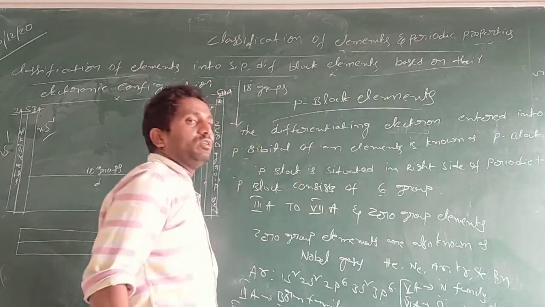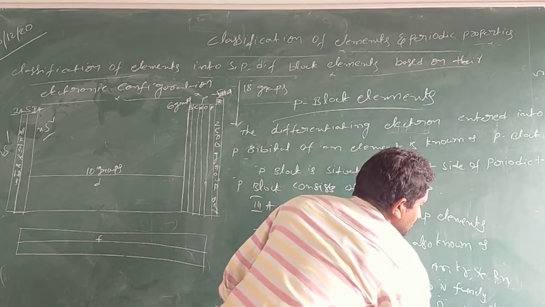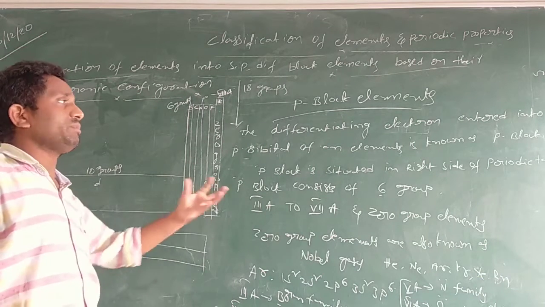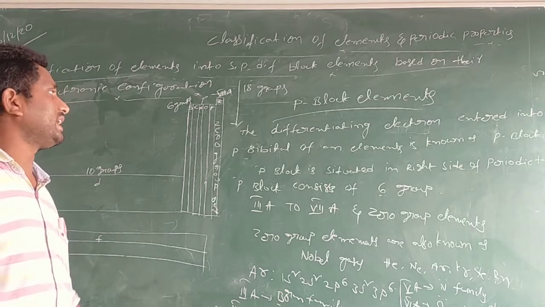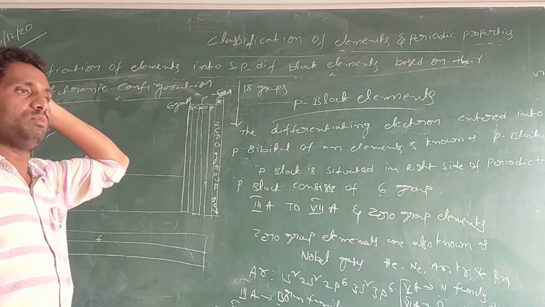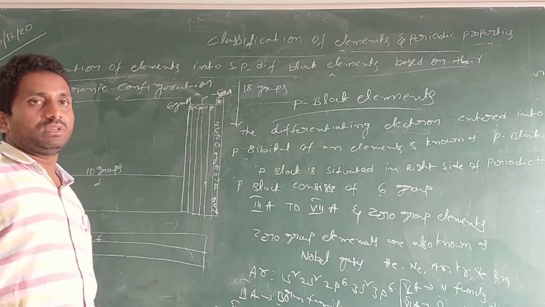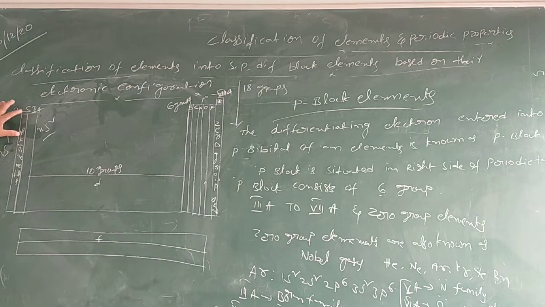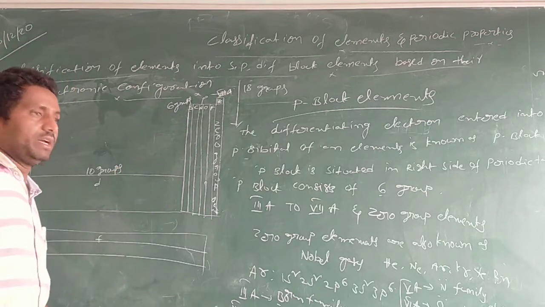7A group elements are known as halogens. These are the information about P block elements. The P block elements are arranged on the right side of the periodic table. They have high electronegative elements. Electronegativity increases. S block elements are highly electropositive, and P block elements are highly electronegative. So these are the P block elements.